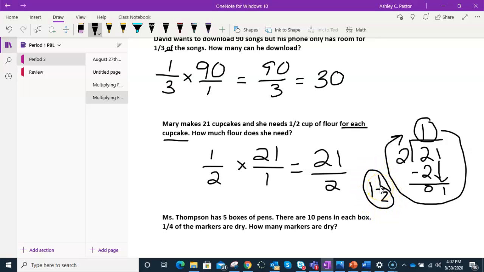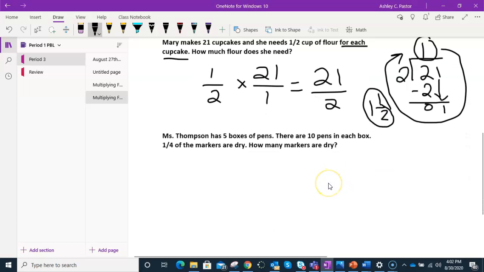Okay. All right. So now we're going to go through here. And what I'm going to see is that Miss Thompson has 5 boxes of pens. There are 10 pens in each box. 1/4 of the markers are dry. How many markers are dry?